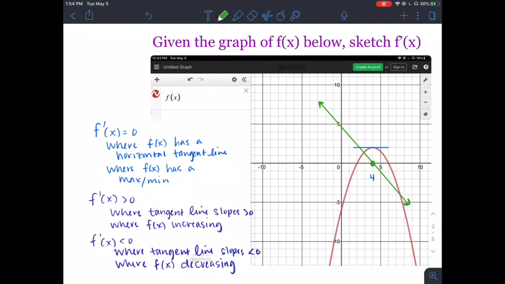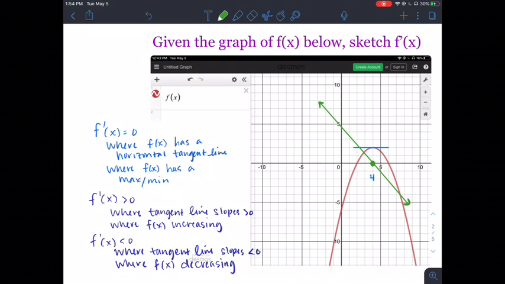I need to be accurate on, I guess, 3 things. These 3 things right here. Where does f prime equal 0? Where is f prime positive? And where is f prime negative? When we're talking about a sketch, those are the things that we need to be accurate on.